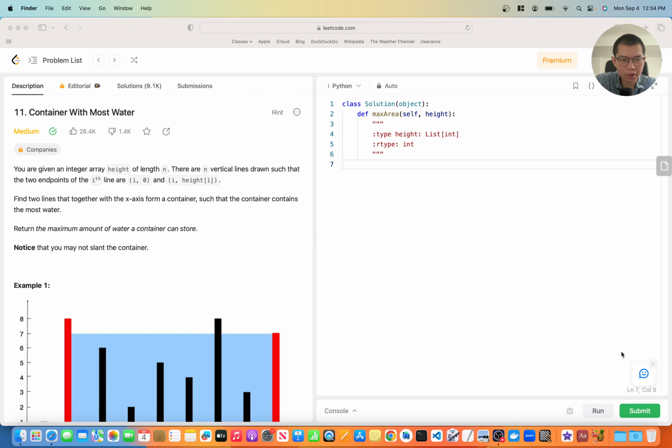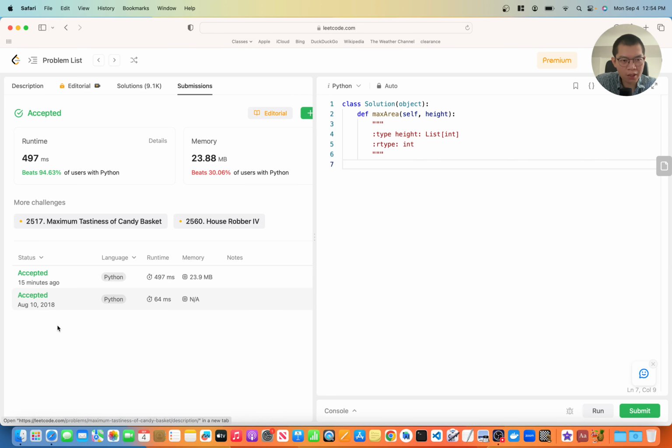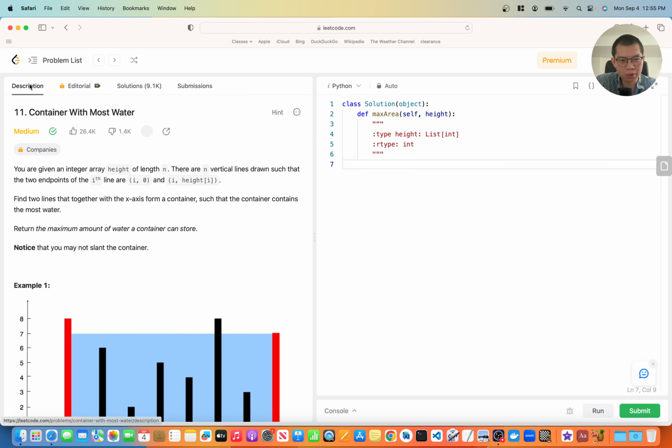Hi everyone, I'm here to try to solve LeetCode number 11, container with most water. This is a problem that I've solved before. The last time I solved it was August the 10th, 2018. I've been practicing it just recently 15 minutes ago, but this problem, the last time I solved it was 5 years ago, so it's a good refresh. Let's go over the problem.